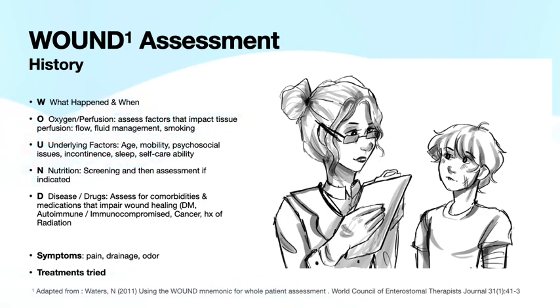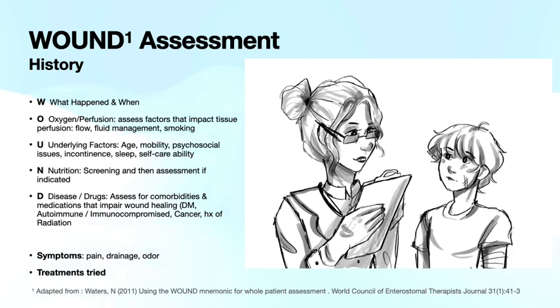W stands for what happened and when. So it's important to get a sense of, how long has this wound been there? It's a very different scenario if you've had a wound that's been there for a few weeks versus one that's been there for several years. And then kind of what happened to make it come about. So was this an injury? Was this started as an infection or pressure wound, or as a result of getting very swollen?